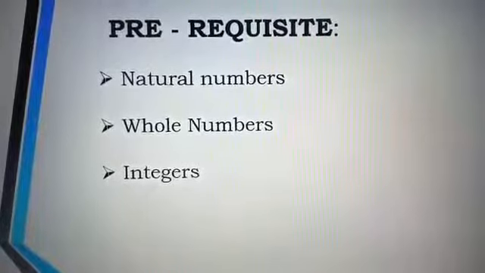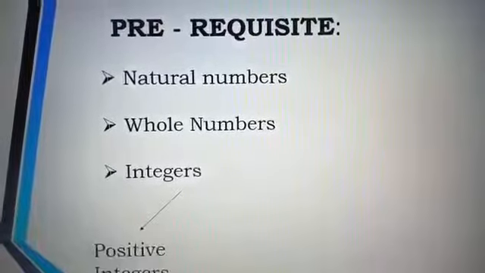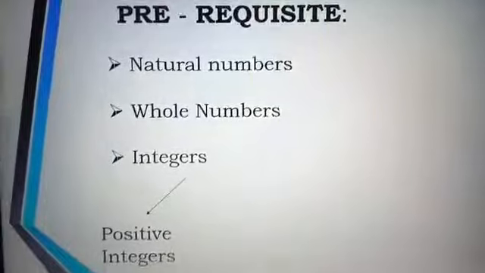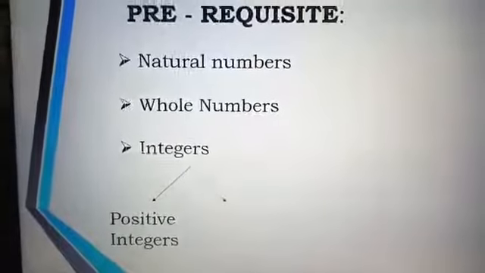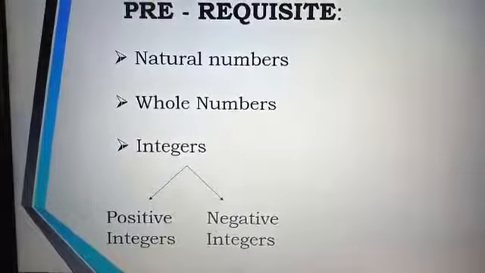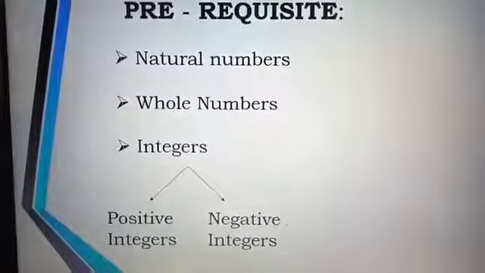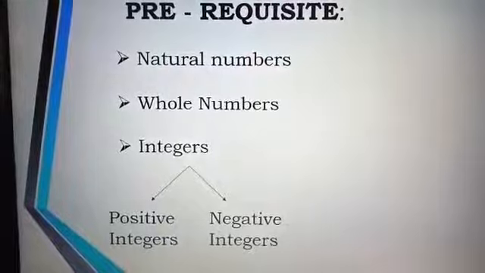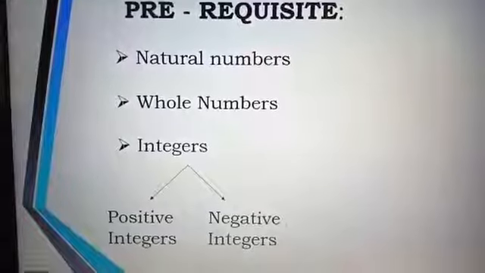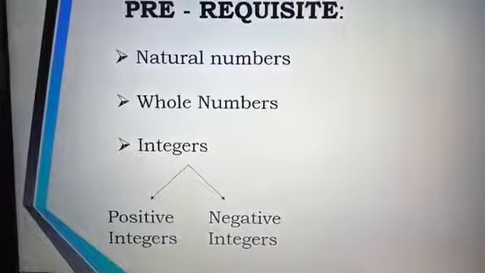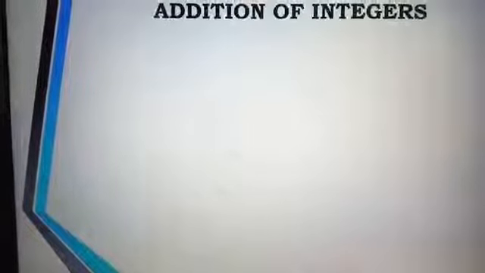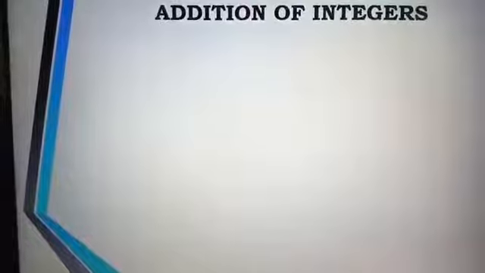Integers have two parts. One is the positive integers and the other is the negative integers. Positive integers are 1, 2, 3, 4, 5, 6 etc. And negative integers are minus 1, minus 2, minus 3, minus 4 etc. So these are the positive integers and the negative integers. And the main thing in integers is addition of integers.